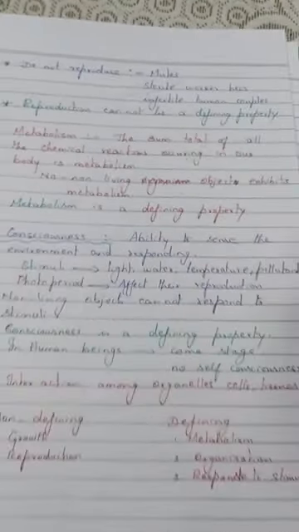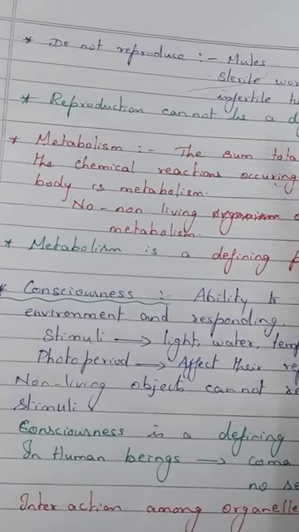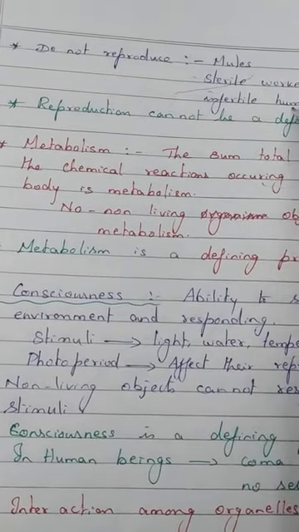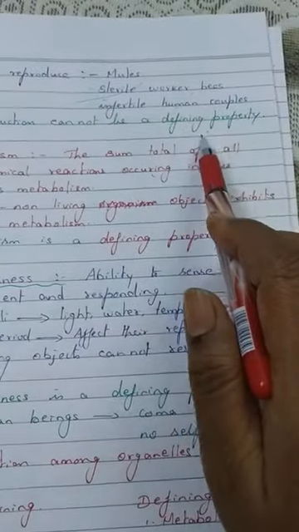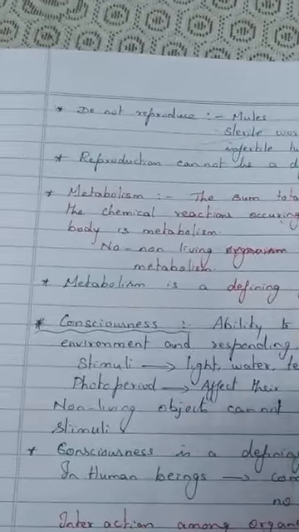Just like non-living things, non-living things cannot reproduce. These sterile organisms cannot reproduce. So reproduction also cannot be a defining property. It's not a defining property.